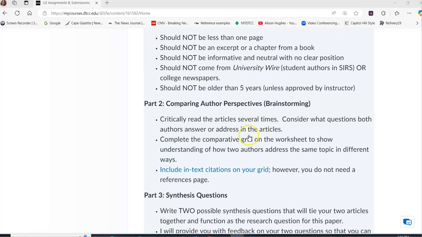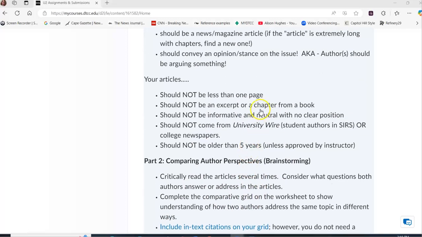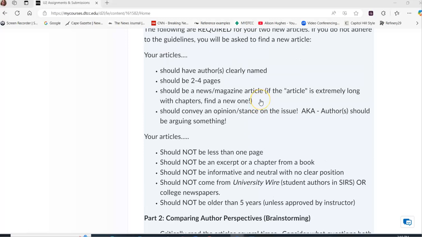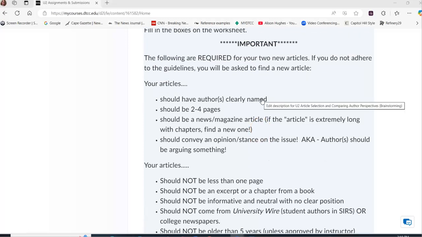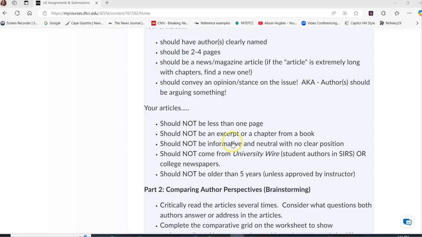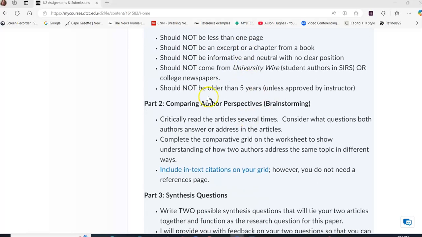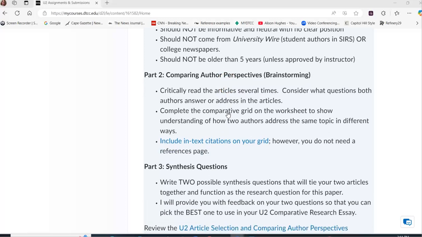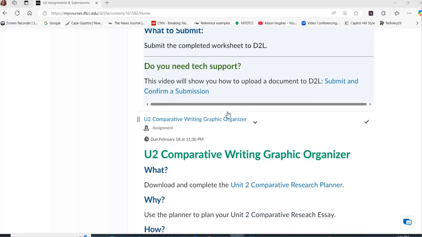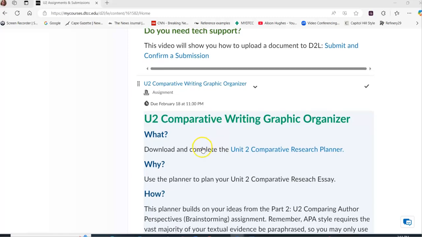Also, you want to make sure that you have your articles approved. Every once in a while, someone will submit one of these assignments and I just cannot approve one of the articles because it does not fulfill the guidelines. Lastly, you'll want to make sure you have this assignment ready to go because you can use some of the work you've already done in order to fill out the graphic organizer.